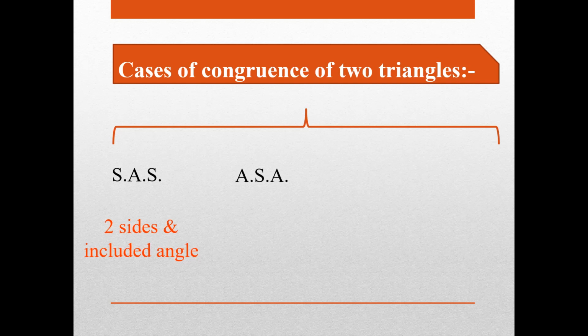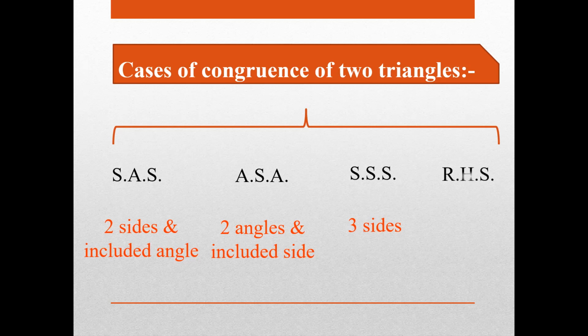Second case is angle side angle. If we have two angles and the side drawn between the vertices congruent to the corresponding parts in the second triangle, then the two triangles are congruent. Third case, side side side (SSS). That means if we have three sides in the first triangle congruent to their corresponding parts in the second triangle, then the two triangles are congruent.